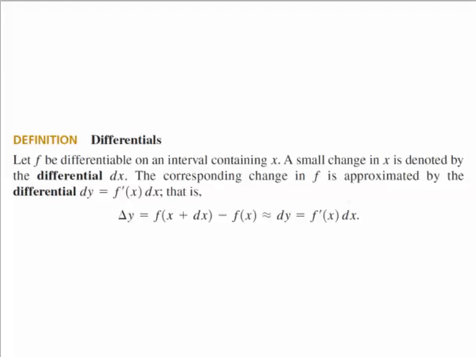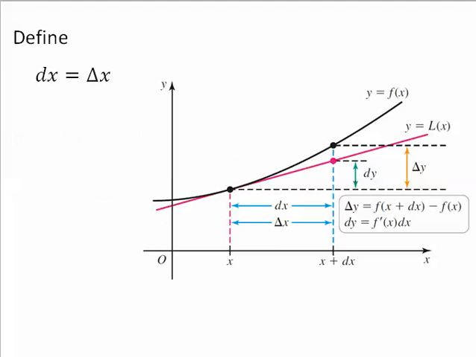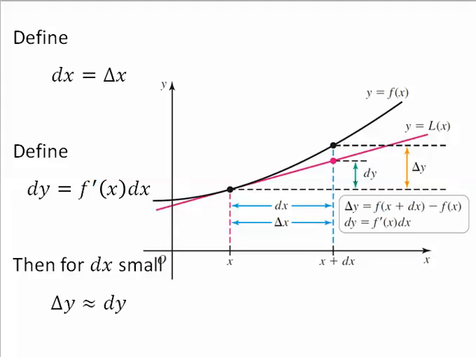Wow, what does all this say? Let me see if I can say that again for you. We define dx to be delta x and dy to be f prime of x dx. These are just definitions. Then, if delta x is small, the actual change in height is about equal to the differential dy.